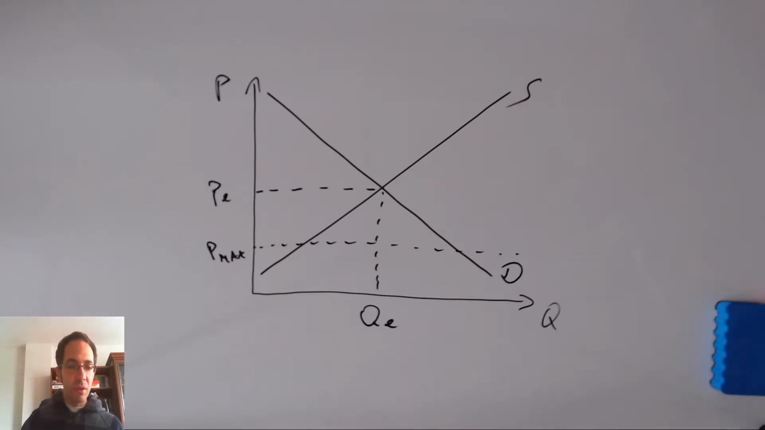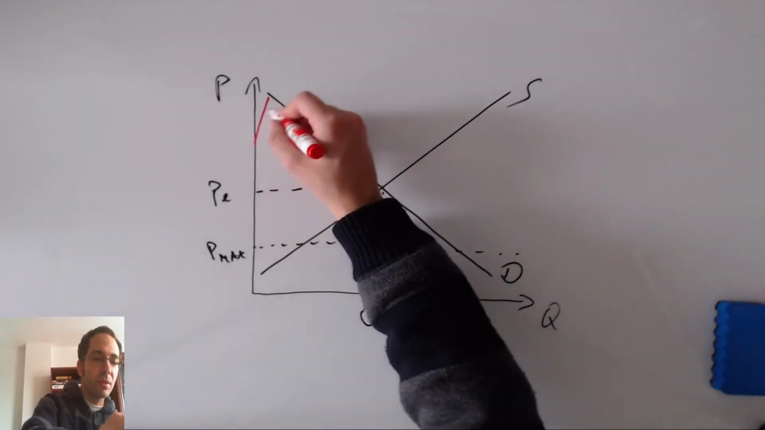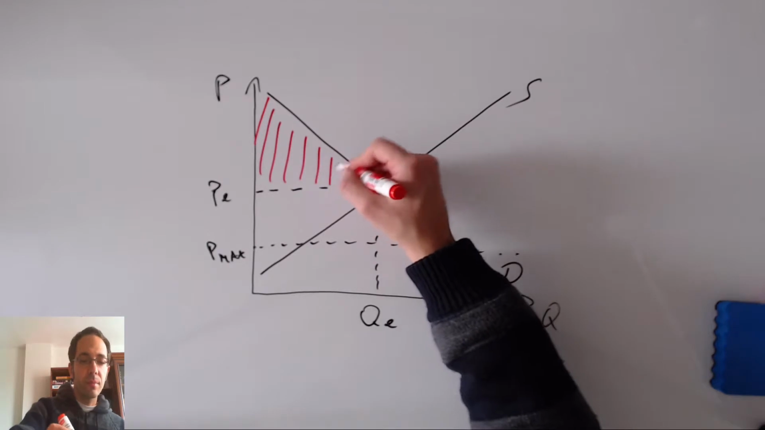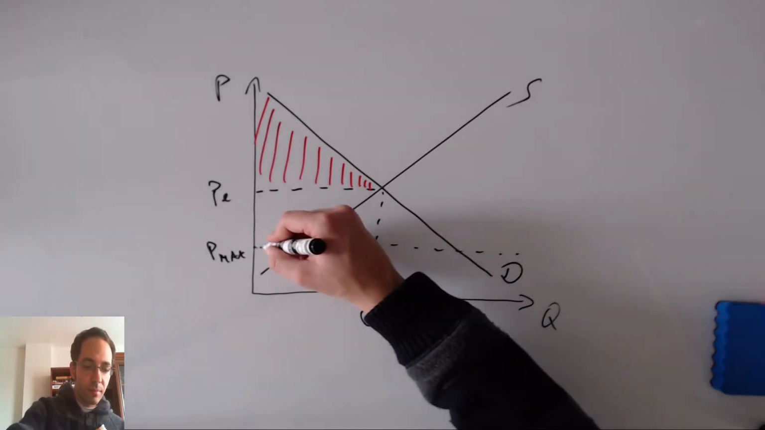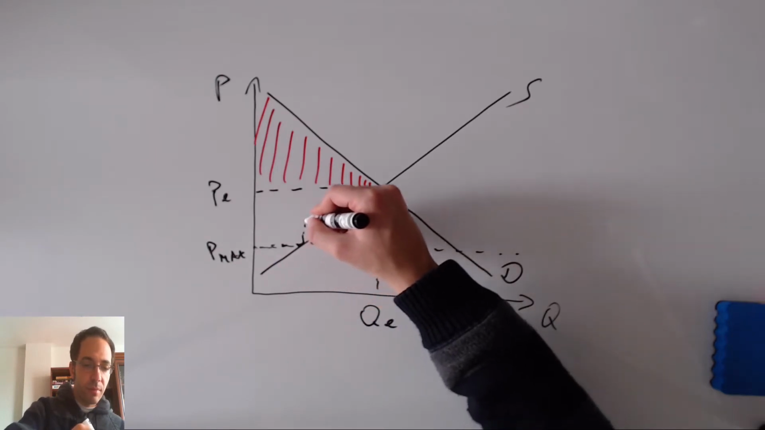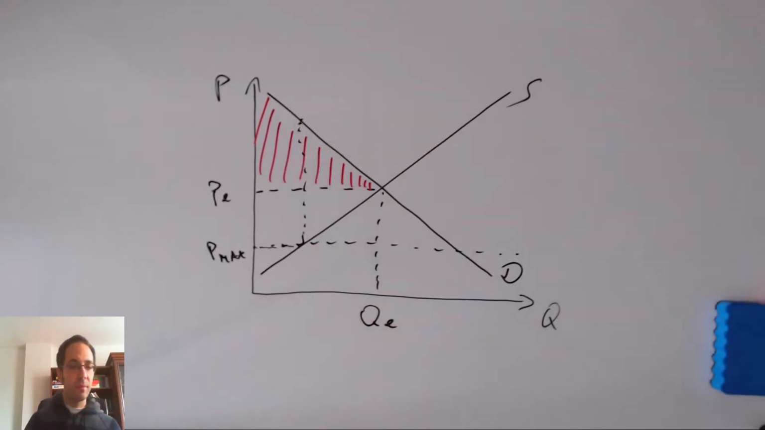The old consumer surplus was this triangle here, and the new one will become this one. I'm gonna do it with clean.